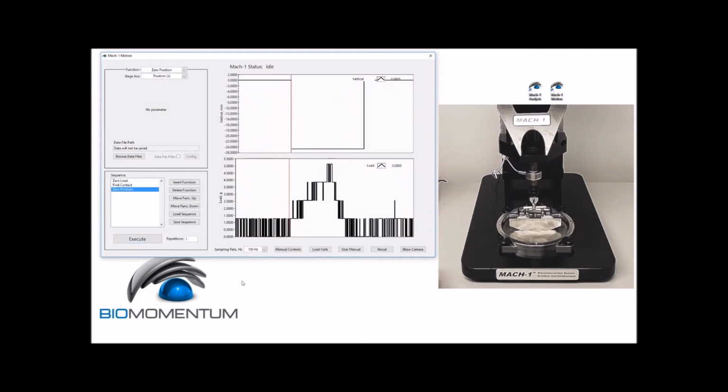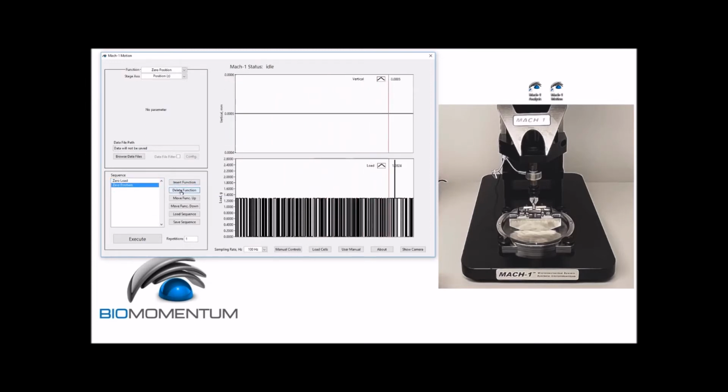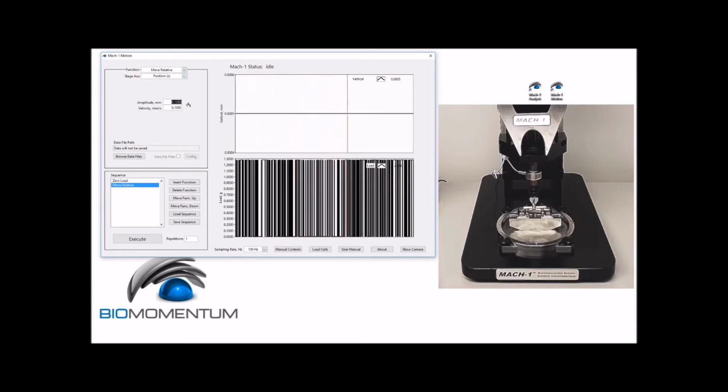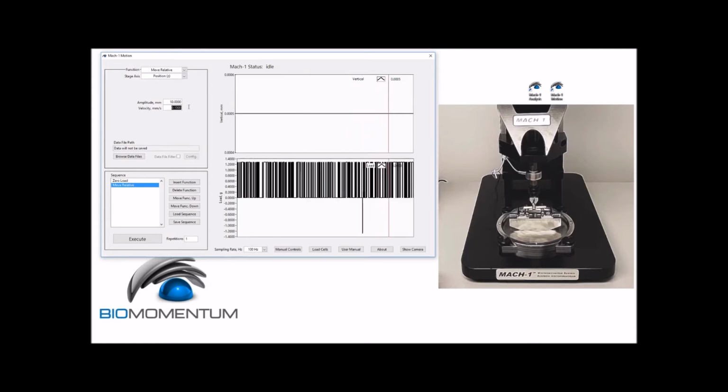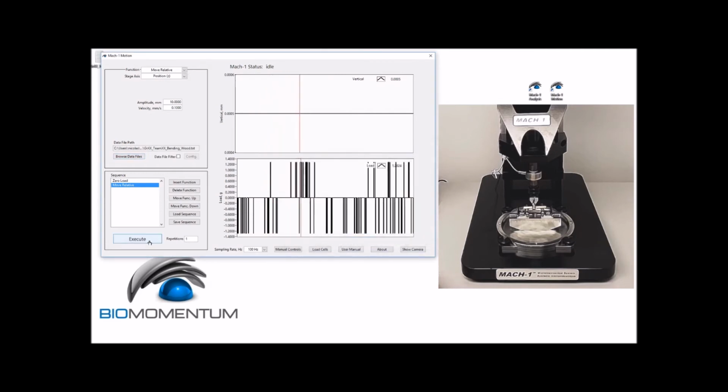Then proceed with the bending test using the following sequence. A zero load followed by a move relative using position Z as the stage axis with an amplitude of 10 mm at a velocity of 0.1 mm per second. We will save the results as group number underscore team number underscore bending underscore wood. We can now execute the sequence.